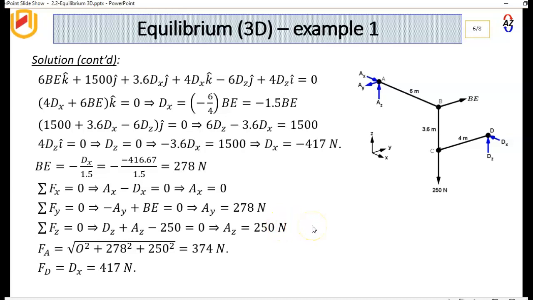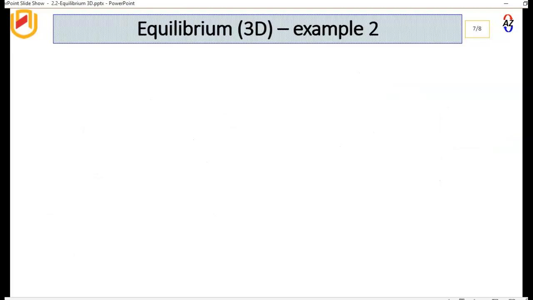So to find the action at A, what we do is we just use Pythagoras: AX squared plus AY squared plus AZ squared. So AX, AY, AZ, and we should find that it is 374. And the force at D is simply DX, because DY was found to be 0, which is 417 newtons. Okay, now let's look at the second example.